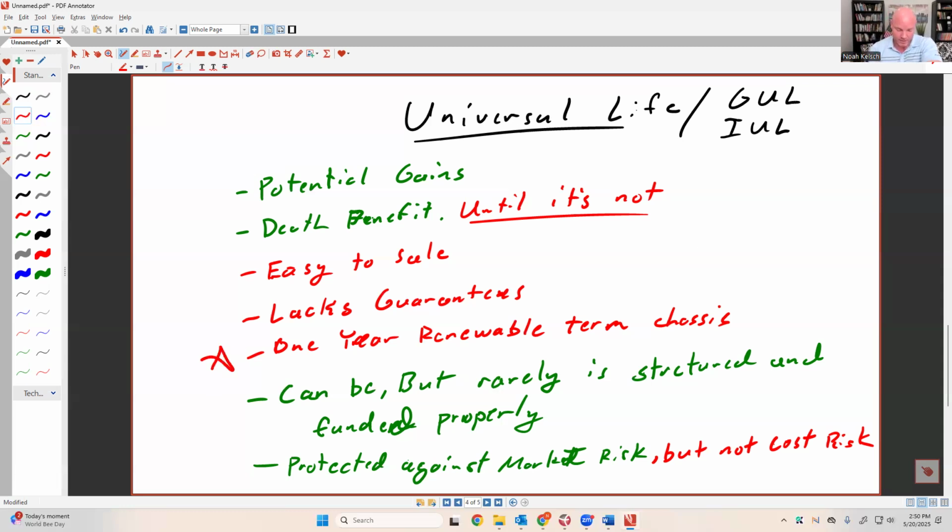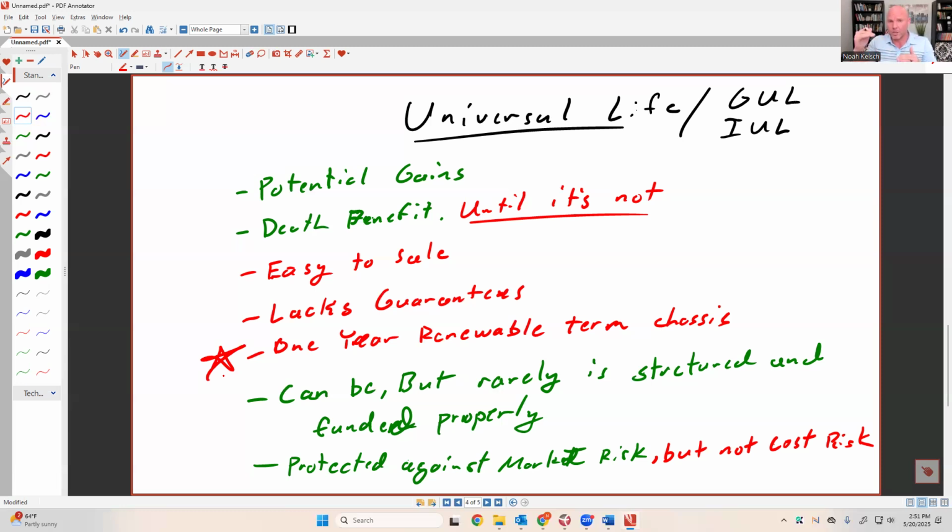In fact, it's listed right here. The problem with it: universal life policies are built on a 1-year renewable term chassis. So what that means, going back to the first illustration I said about term, I said it's an increasing term. The cost increases every year. And by the time you reach 80 years old, you will have paid a lot more into that policy than it was ever worth.